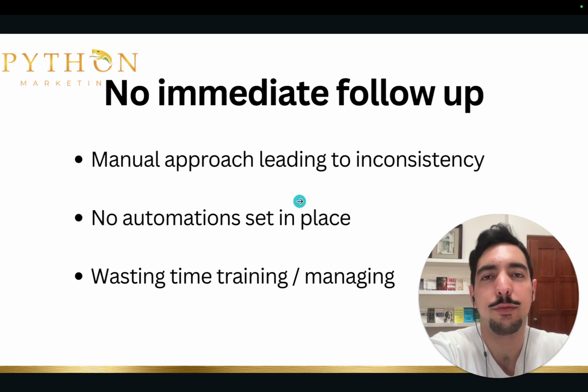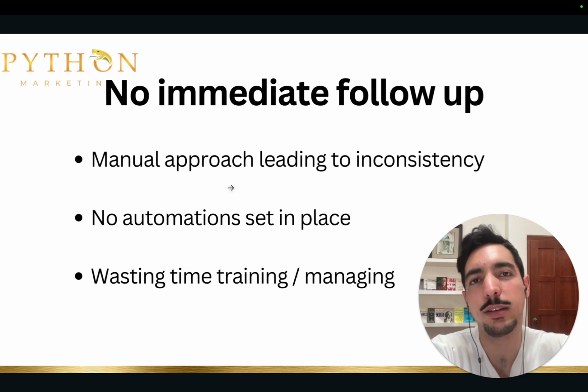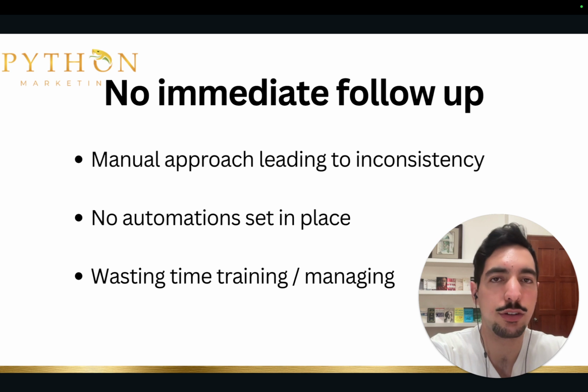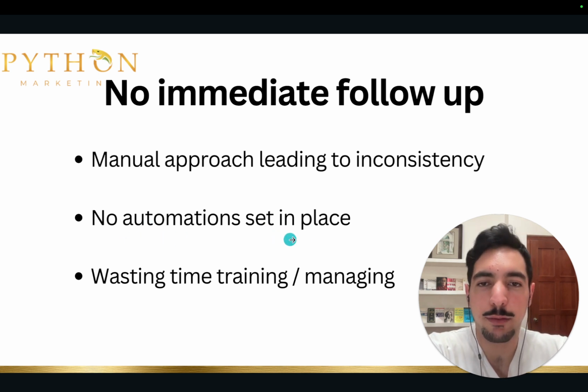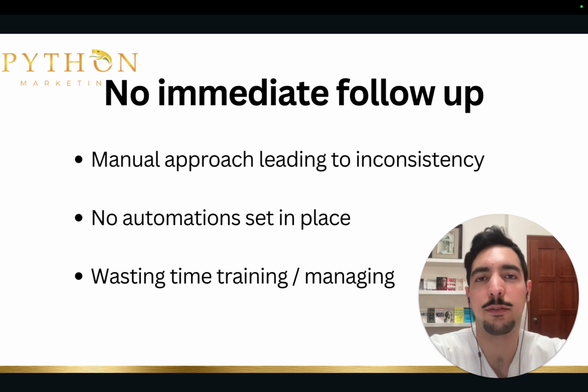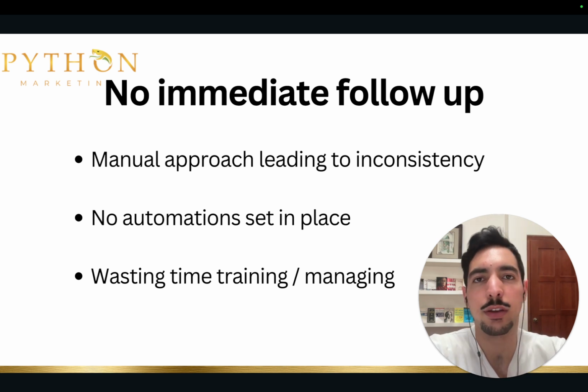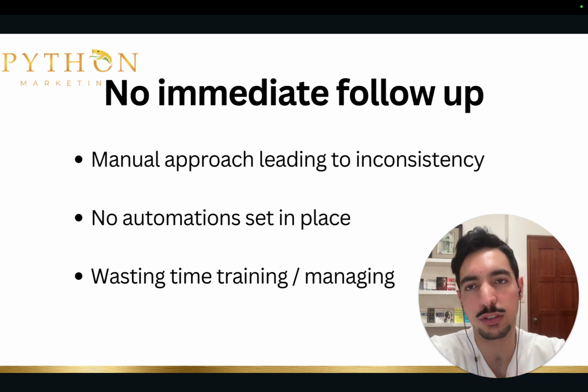It doesn't matter if you have a call center. It doesn't matter if you have an appointment setter. If they take over 5 minutes to call the lead, you can expect a 70% decrease in results. Also, most people don't have any automation set in place. So whenever someone opts in, they don't get a confirmation through text message. They don't get emails. They don't get phone calls. It's pretty much like they opted into something and they have no idea what to expect afterwards.